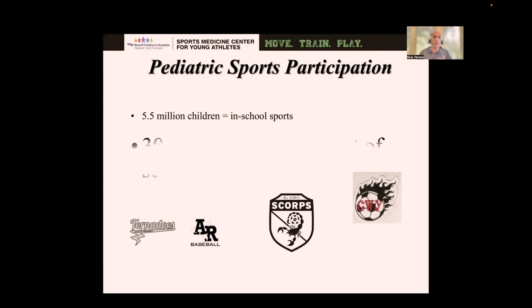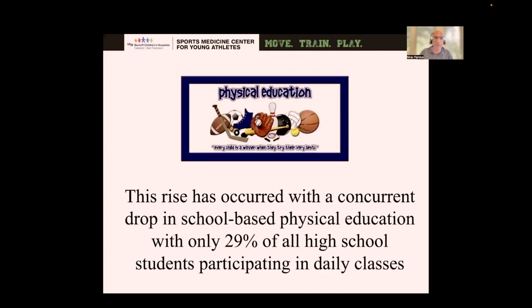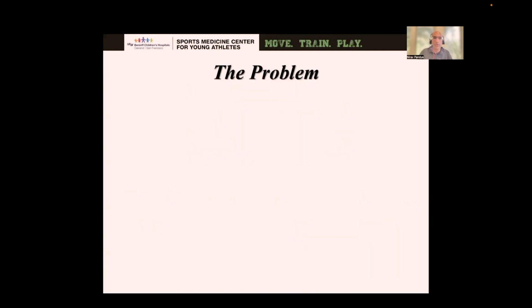So currently, there are about 5.5 million children in school sports and 30 million children in out of school sports. This rise has occurred with a concurrent drop in school-based physical education, with only 29% of all high school students participating in daily physical education classes.